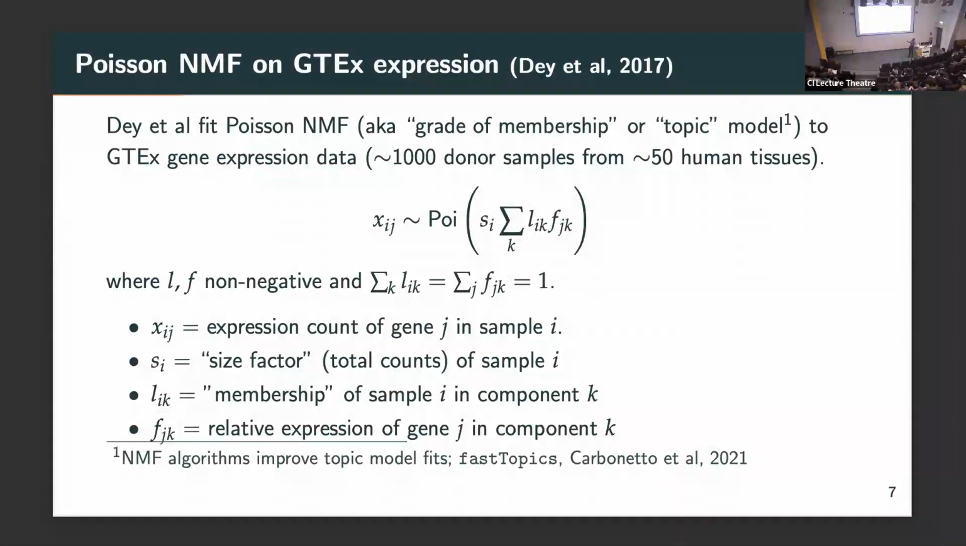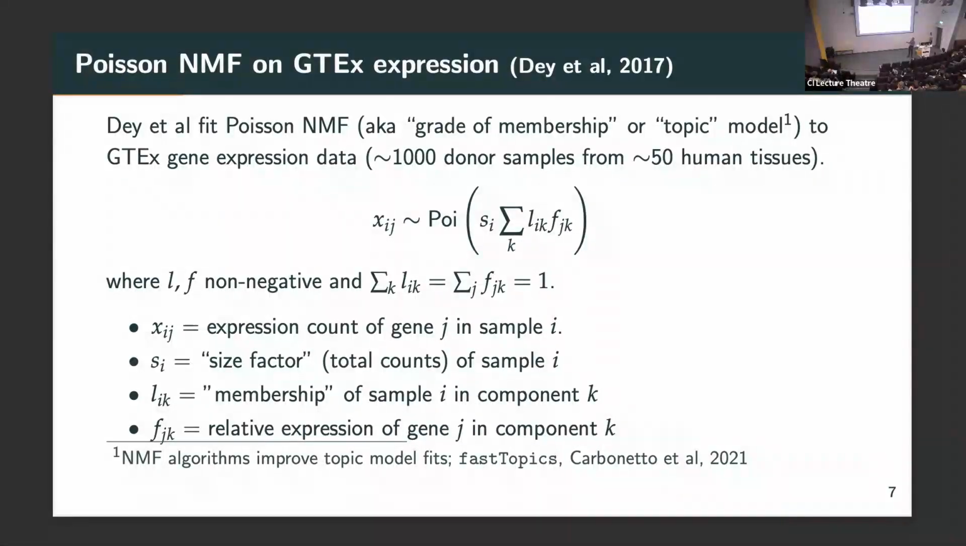One version of NMF uses a Poisson likelihood, and that's quite natural for count data. So what we're analyzing here is data from the GTEx project on gene expression, where this is not single cell data, this is bulk data. Each sample is a piece of a human tissue, and there are about 1,000 different donors with 50 different human tissues. We're not worrying about who gave what. We're just stacking those in rows, and the columns are genes. So Xij is a count of how many times gene j was seen in sample i.